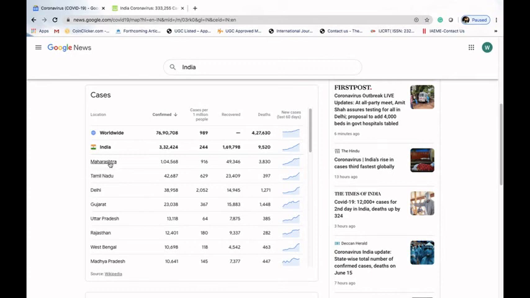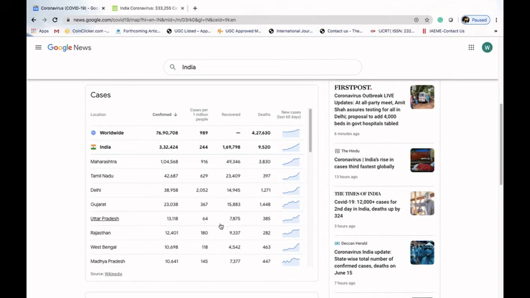Now we can see Maharashtra. The total number of cases is 1,04,000, so about one third of the cases are coming from Maharashtra, and the recovery rate is much worse than in other states. The recovery rate in Maharashtra is roughly 45 to 50%, and in Tamil Nadu the total number of cases is 42,000 and the recovery rate is somewhere around 55%. In Delhi the total number of cases is roughly 39,000 and the recovery rate is nearby 50%. In Gujarat the recovery rate is 66%.